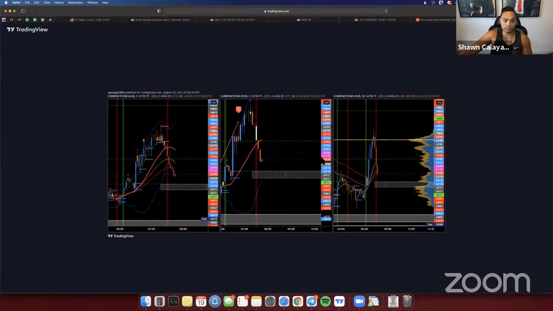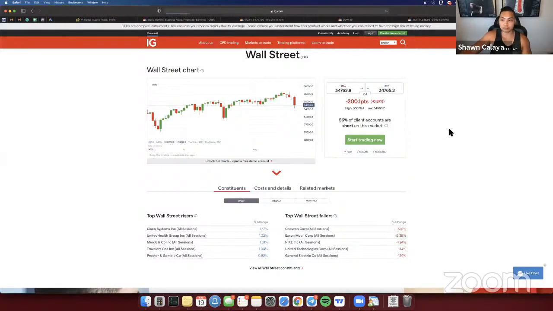Let's see, CT has an order block coming down below. Yeah, we'll see what happens right there off the 10-minute. Let's see. Yeah, we'll see what happens. Let me check this over here.